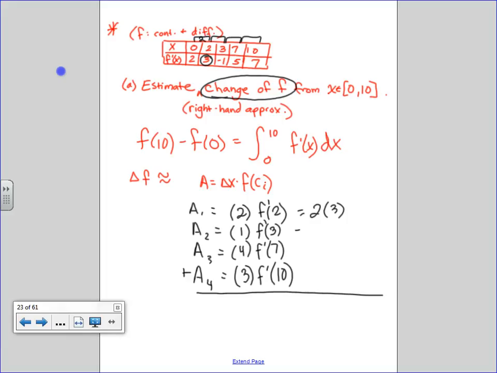So I have to keep plugging in, so it'd be 1 times negative 1. 4 times right hand 5, f of 7. And then 3 times right hand 7. Which ends up being 6 minus 1 is 5, 5 and 20 is 25, and then 25 and 21 is 46.